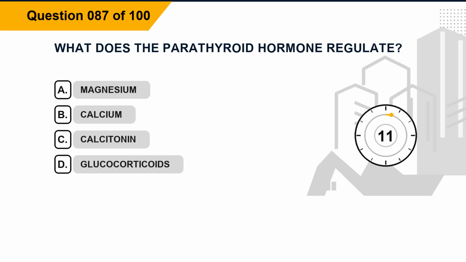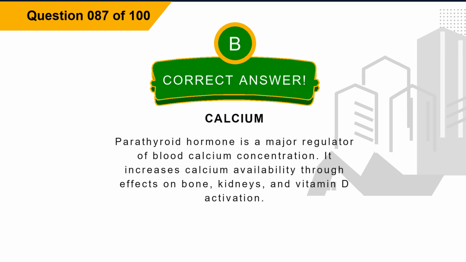Question 87. What does the parathyroid hormone regulate? Option A, magnesium. Option B, calcium. Option C, calcitonin. Option D, glucocorticoids. The correct answer is option B, calcium.